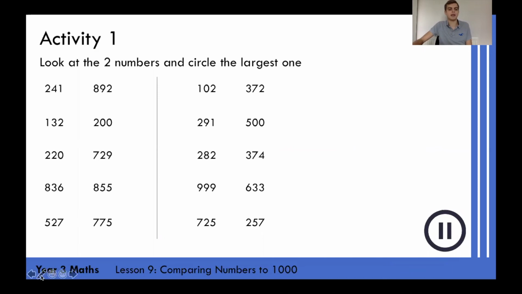Okay, I'm going to think about my hundreds, tens and ones. This number's got 200s. This number's got 800s. I know I need to start in the column that's got the highest value. So that's hundreds, 200s, 800s. So I think this one is the larger one. Who agrees with me? Excellent, well done.